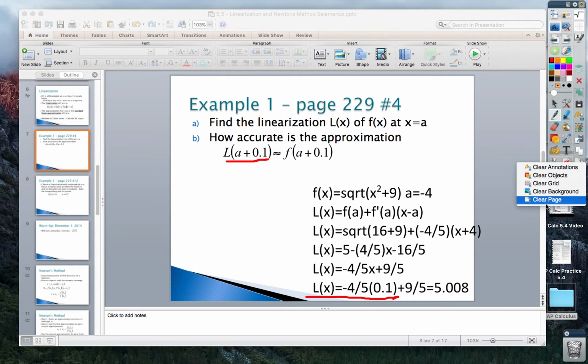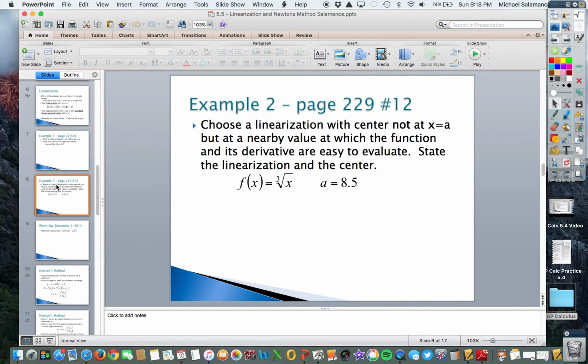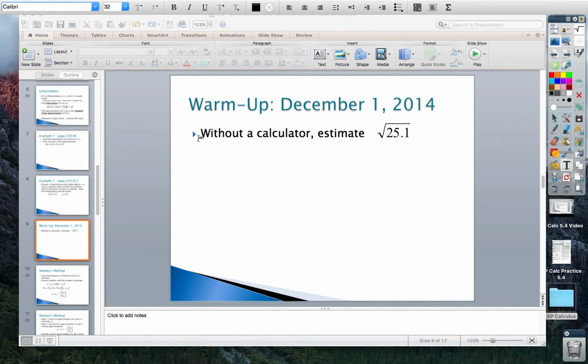So again, this is more of just plug and chug more so than you need to understand it, because you're not going to use it too much. It's more of a BC topic, but we want to make sure you've been exposed. So now we want you to estimate the square root of 25.1 without a calculator.